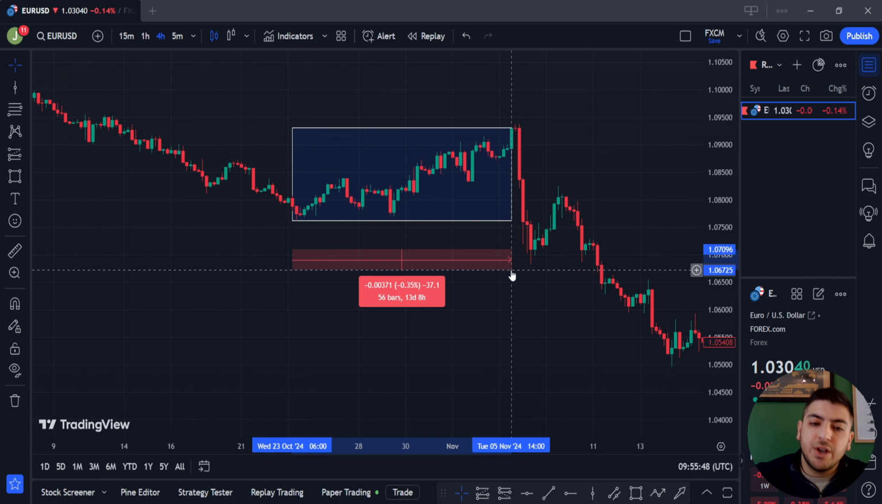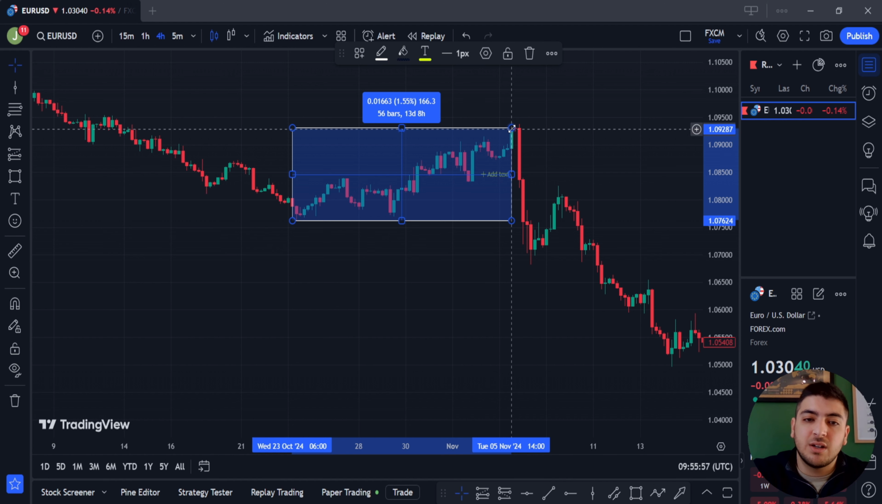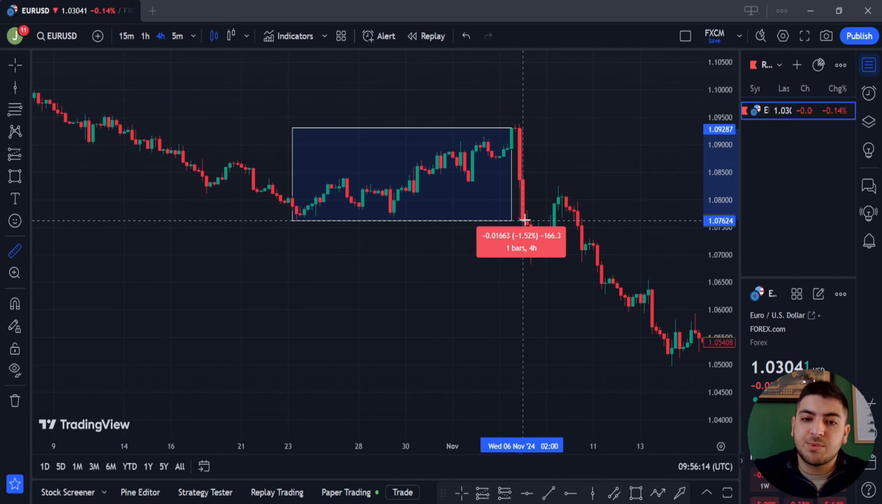This took 13 days and 8 hours, and the price moved a total of 166 pips. That's 13 days of movement for 166 pips. Now, if we take a look at the day after, that's 166 pips right there. That's 4 hours. Let's call it 8 because there were 2 candles. So in 8 hours, over 13 days, the price moved the same amount.